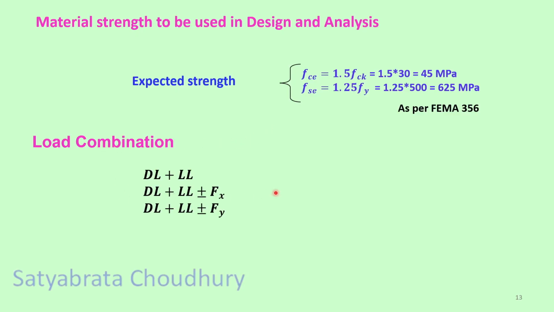Load combinations are simple: dead load, live load, and the earthquake force we have calculated in the previous table along the short direction and along the long direction. The values are the same, but you have to put them in the short and long direction, and that makes the combinations 5 numbers here.